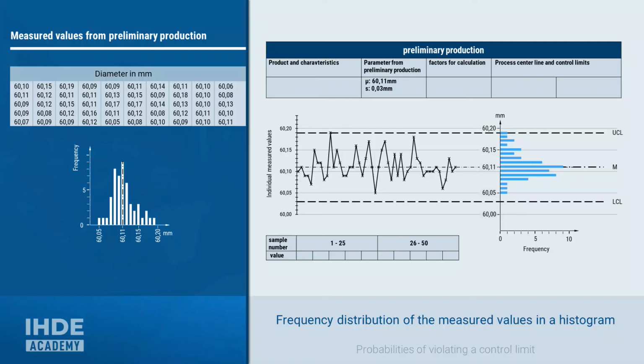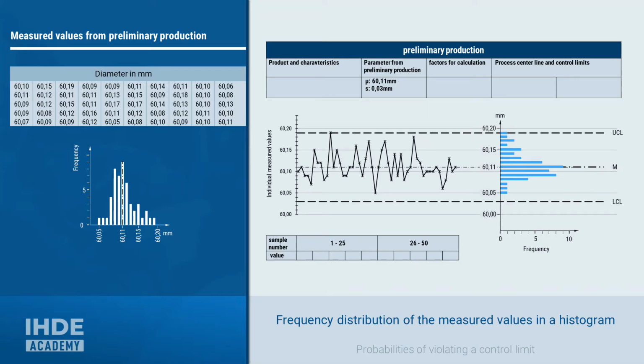On the left side is a table with 50 values. These measured values come from a preliminary production. Below this table is the histogram of these values. This shows the frequency distribution of the measured values with an accumulation at the value 60.11 mm. The curve of these measured values is shown on the right-hand side. A point represents a measurement.